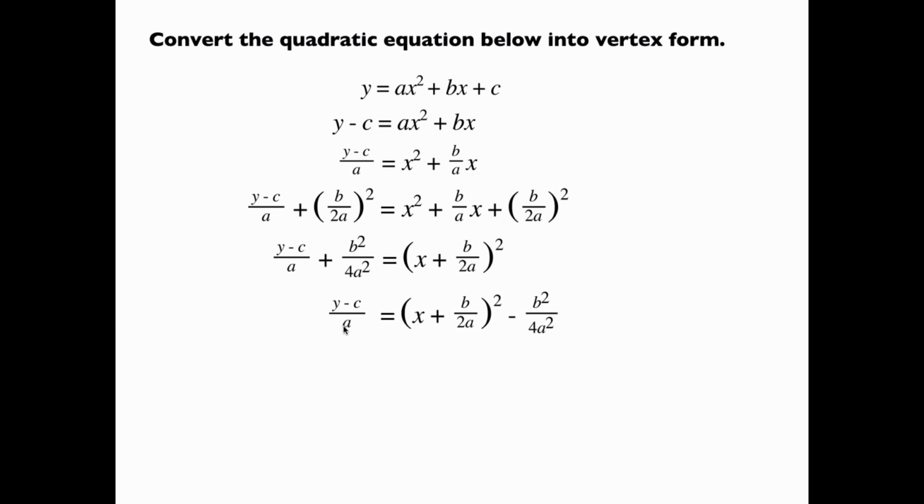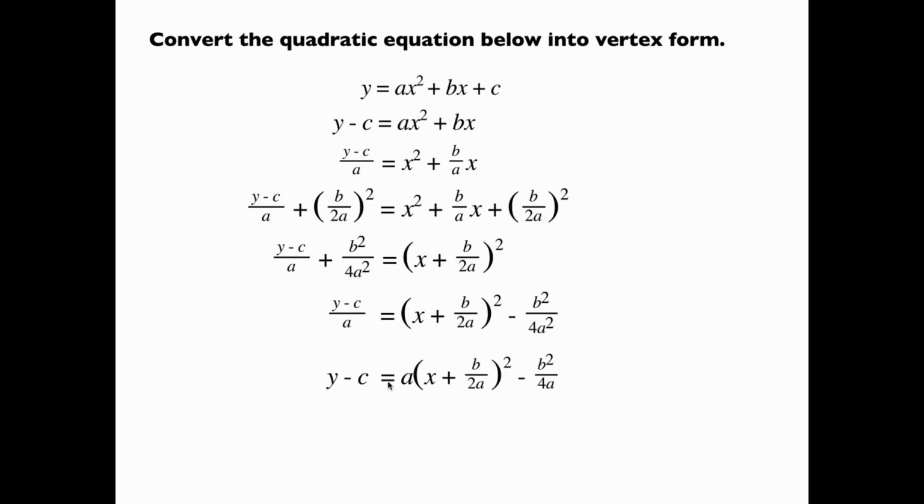Now this is a little tricky. We need to multiply everything by a. So y minus c times a is just y minus c. Parentheses squared times a would be a times the parentheses squared. And then negative b squared over 4a squared would be that times a, or a over 1, which would give us an a in the numerator, which would cancel out with one of these a's in the denominator, and that's why that little squared goes away.